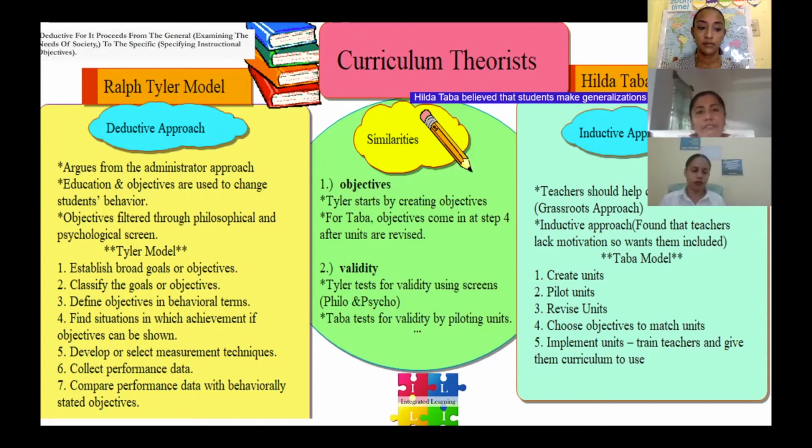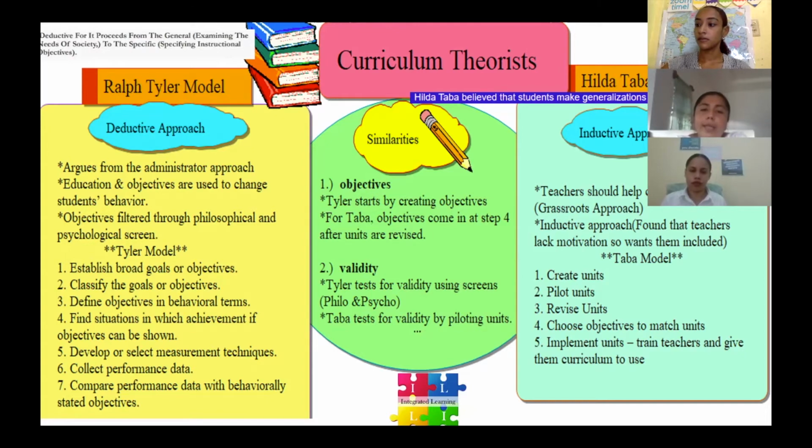Secondly, you classify these objectives. Then you define them in behavioral terms. Find situations in which the achievement of these objectives can be shown. Next, develop or select measurement techniques. You collect the performance data and you compare this data with behaviorally stated objectives. So for Tyler, evaluation happens at number 7, where it says compare performance data. How did your students do in relation to the behavioral objectives you have set out from the start for them?